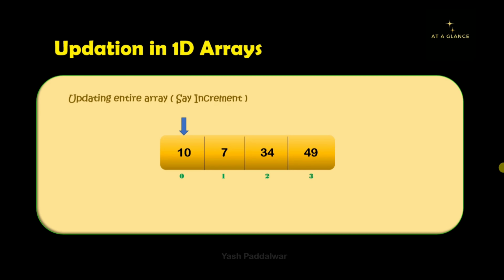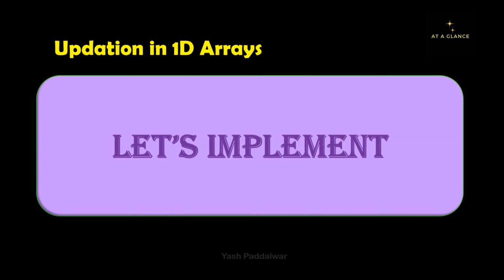You need to first iterate over the array. So we are at the first position now, and we have incremented the value. Once you increment the value, then you need to move a position ahead and again increment the value. So 7 will now be 8. Similarly, moving ahead, we will now be at the next index, which is 2. The value over it is 34. Increment it and it becomes 35. Similarly, move ahead, and now the value 49 will be 50 when incremented by 1. So this is how you can increment the entire array.